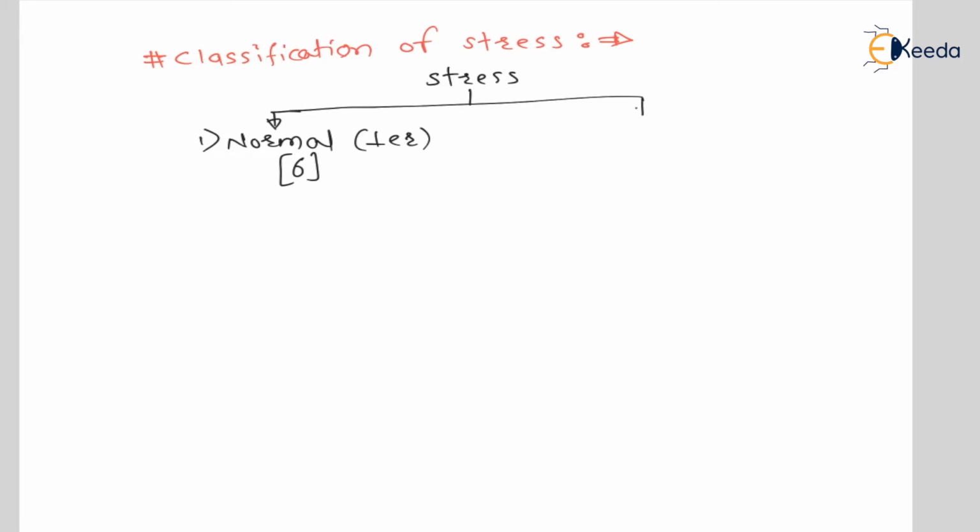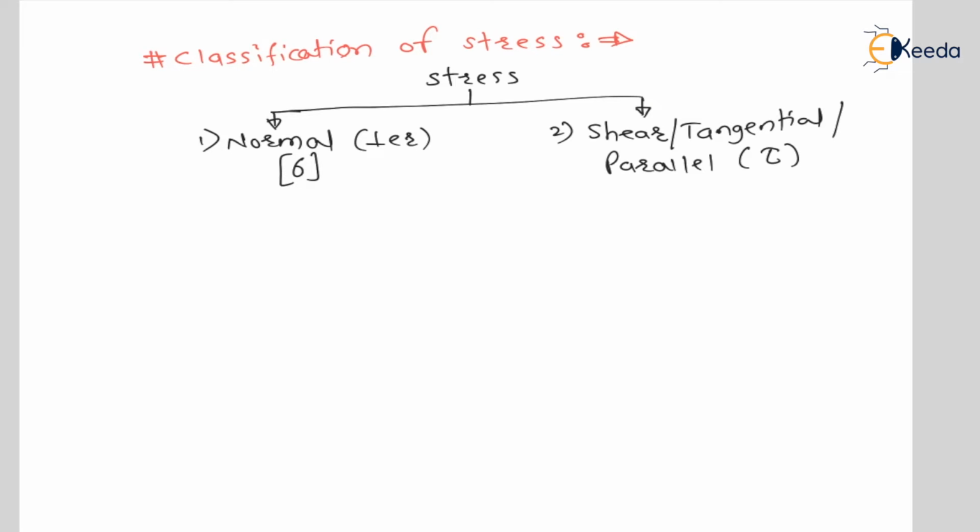Now second is shear stress. Shear stress is also called tangential stress, or parallel stress, and it is represented by letter tau.